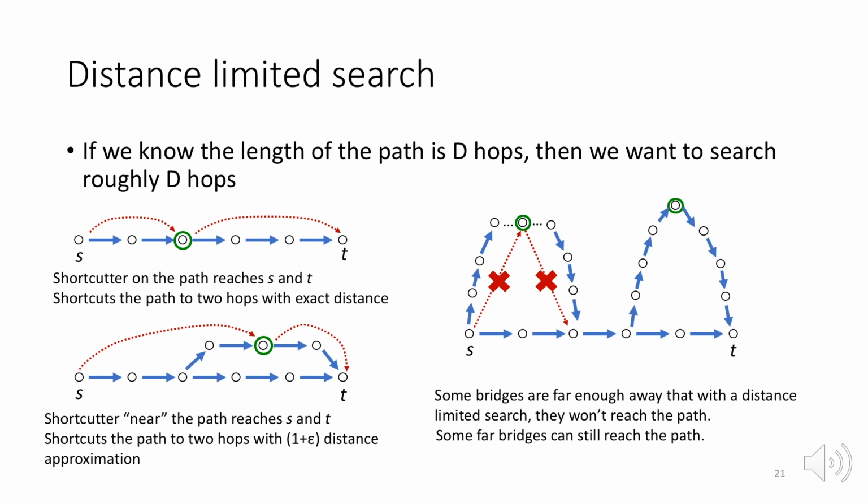So basically, if we know that the length of the path is d hops, then we want to search roughly d hops so that nearby bridges reach the ends of the paths in their searches, and very far away bridges don't reach the path at all, and then the problem still remains of these other far bridges.